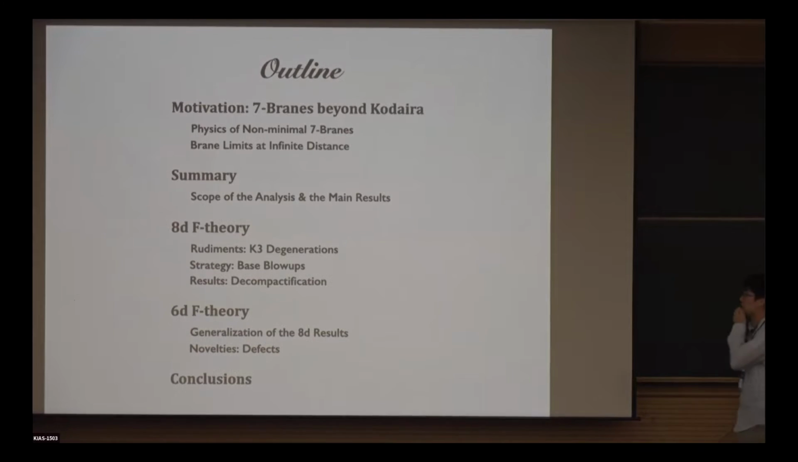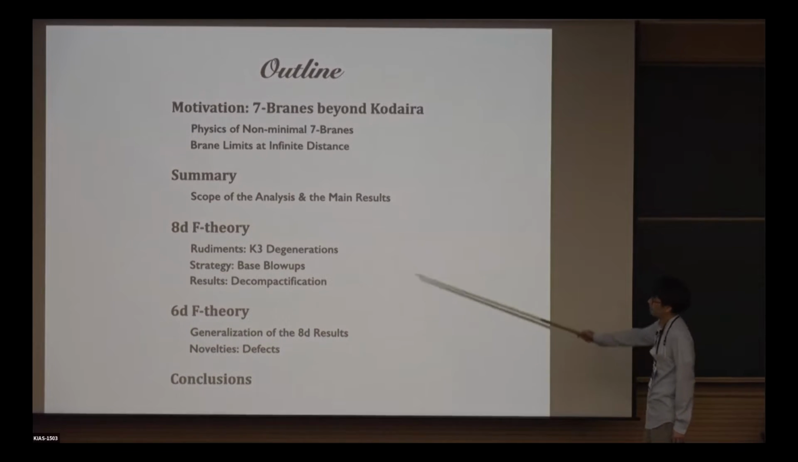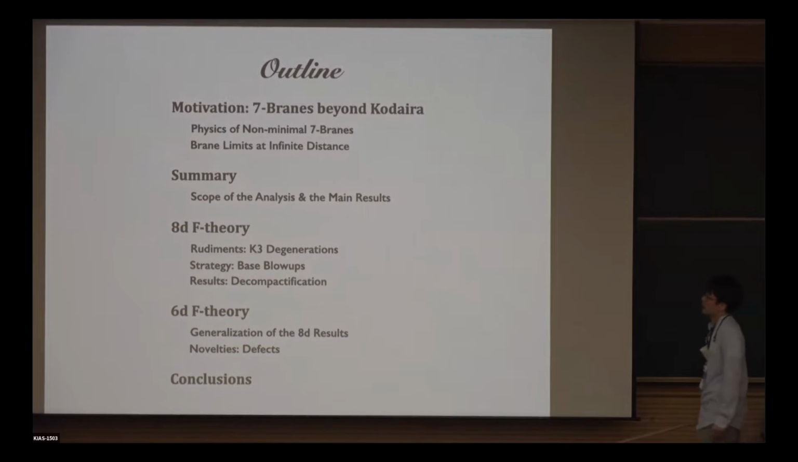So after this rather long introduction, here is the outline of the talk. Having motivated our study of non-minimal 7 branes beyond the Kodaira types, in the next slide, I will give a one-page summary to clarify the scope and the main results of our analysis. And then after that, I will elaborate on the details in 2 parts.